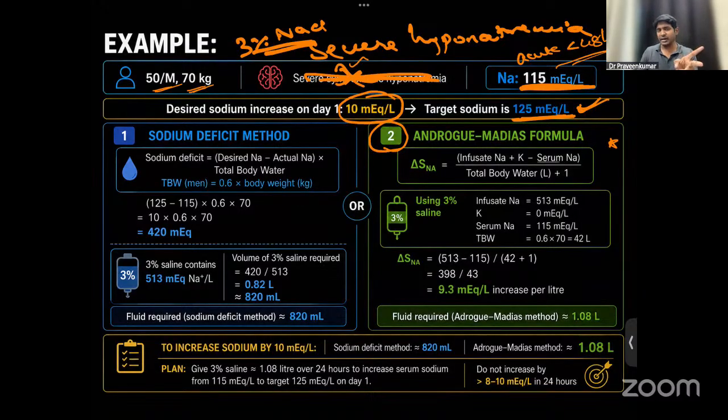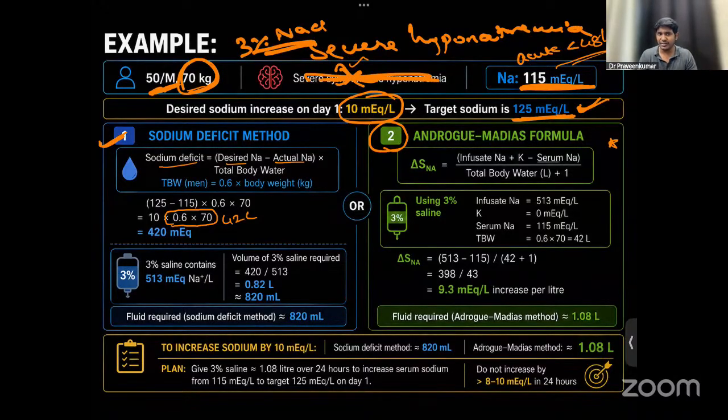Now there are two formulas to understand how much fluid we should give. The first one is the sodium deficit method. We are going to calculate the sodium deficit in the entire body. The formula is sodium deficit equals desired sodium minus actual sodium, multiplied by total body water. Very important formula. Total body water in this person, who is a male, is 60% of the entire weight. So 60% of 70 kg is 42 liters. Okay, 42 liters is your total body water.